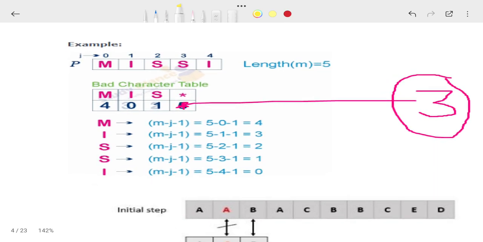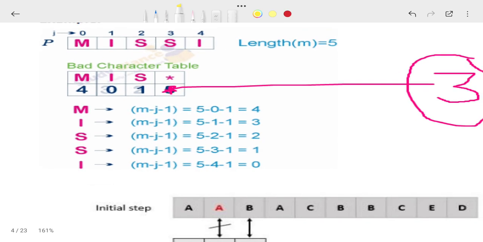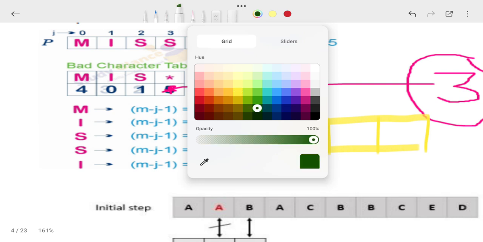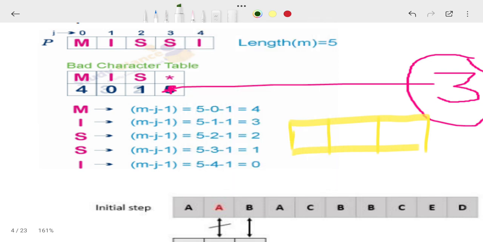Before making this bad character match, I will first make a separate box here and write my text only one time, because in the pattern, i and i are both repeated, and s and s are both repeated. So I will write m only one time, i also one time, and s also one time. Done. You have to learn this one first.